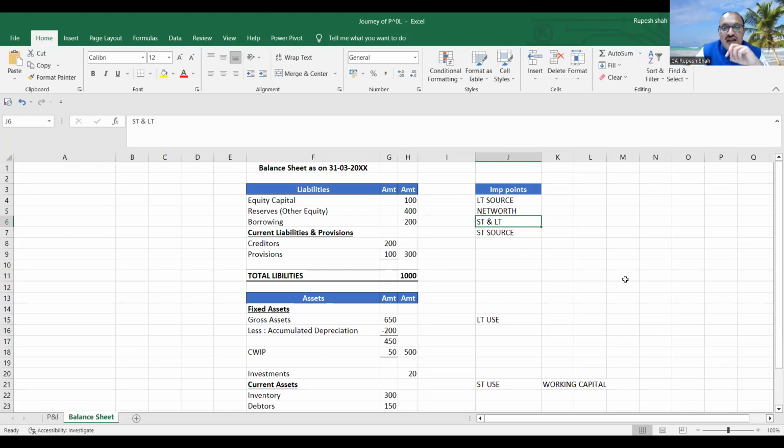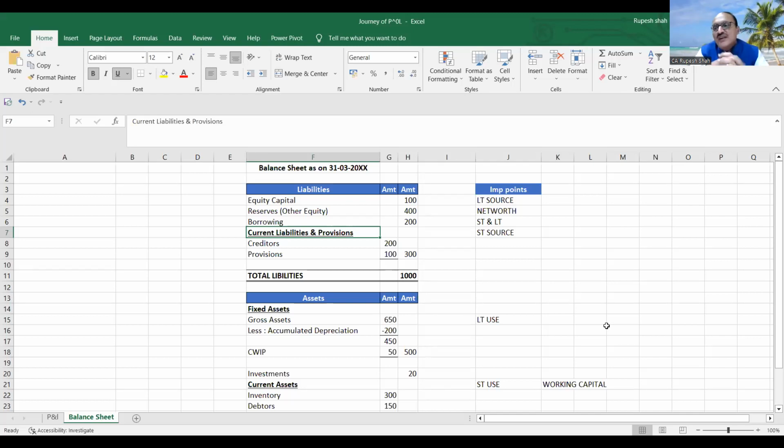Then comes current liability and provision. Now, what do current liability and provision mean? A first logical question you will ask is: why these two terminologies? Why not only current liability, or only provision? Current liability and provision both are short-term in nature, repayable within 12 months. That is why it is short-term.